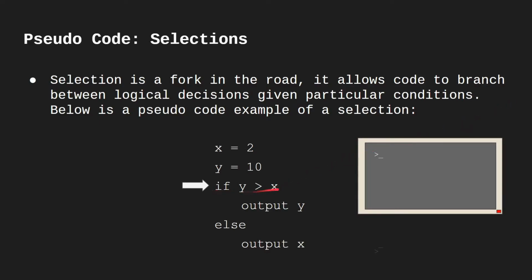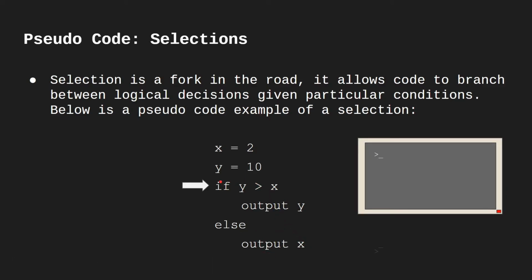And then we have something that looks new to us here. You can think of it as us asking a question. We're asking the question if this statement here is true or if it is false. Otherwise, what is this else block here? So we're asking the question if the value at y is greater than the value at x, we're going to output the value of y. Else, we would output the value of x.